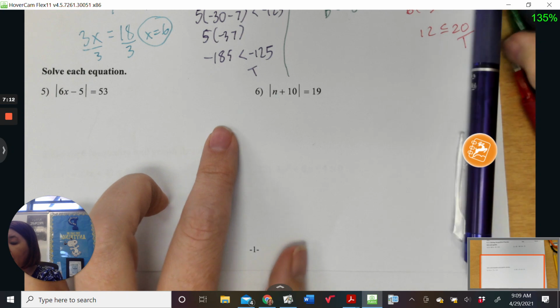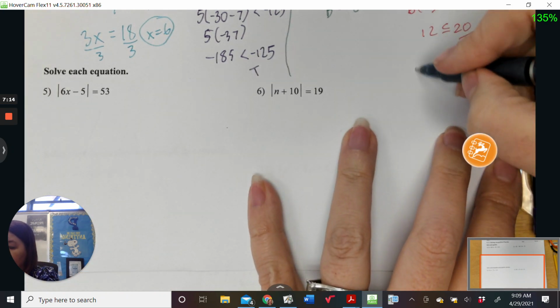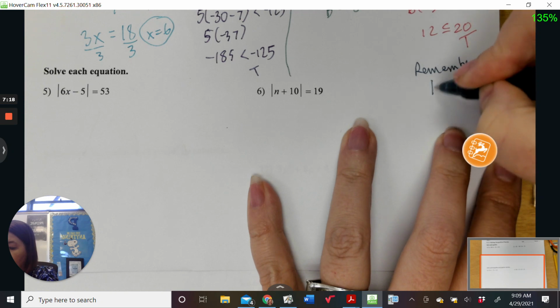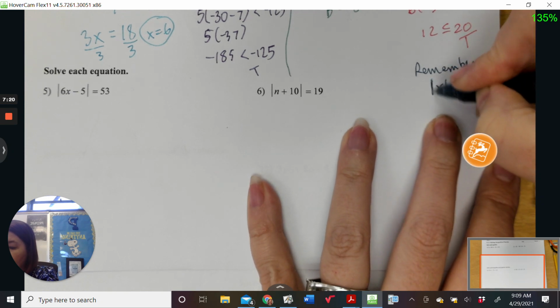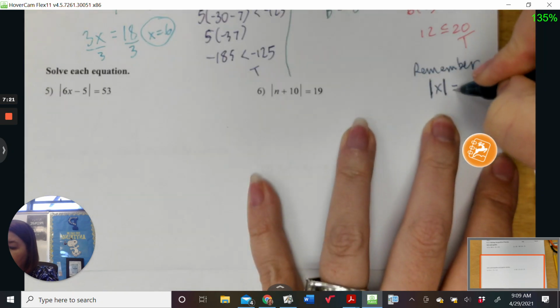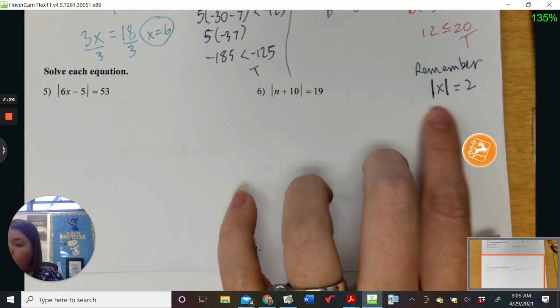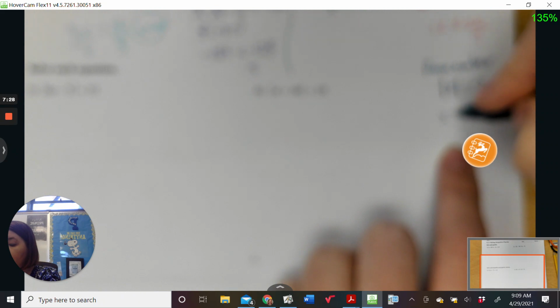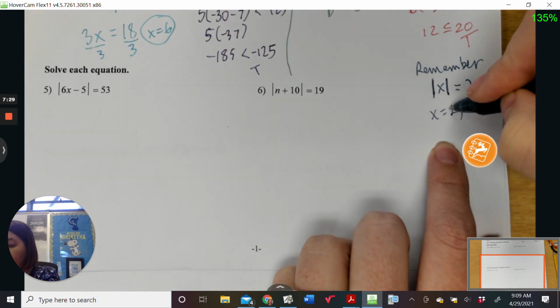What we have to kind of keep in mind is that this means how far away from 0. So if I said something like this, what number is 2 spaces away from 0? Well, there are 2 answers. X is either 2 or negative 2.